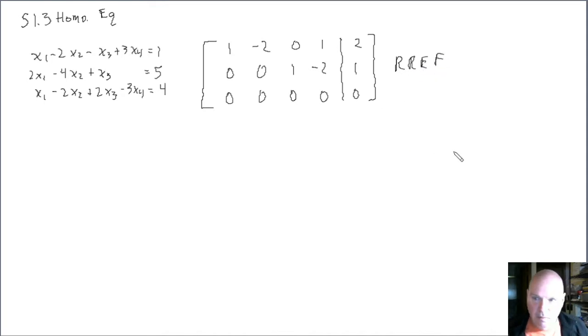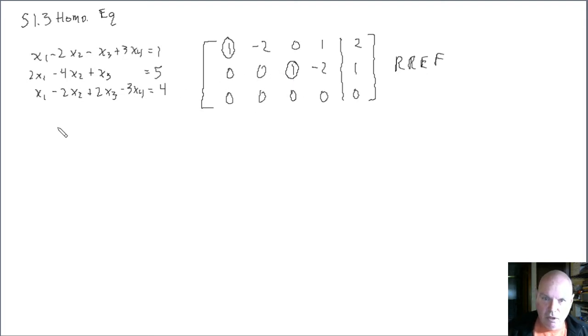And as we said previously, the rows that have leading ones, those ones correspond to what are known as the leading variables. There is no leading variable in this third row, which is all zeros. So again, it is a consistent system of equations, so it does have a general solution. As a matter of fact, it has infinitely many solutions because it has free variables.